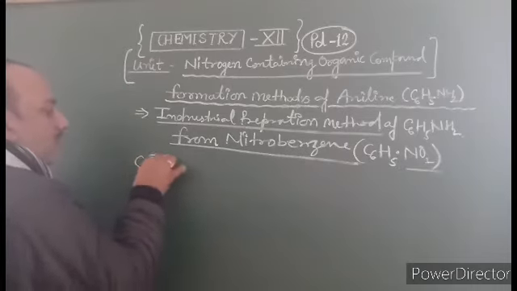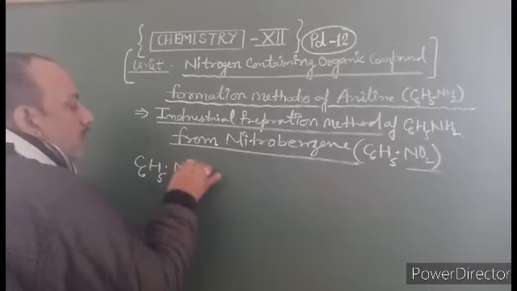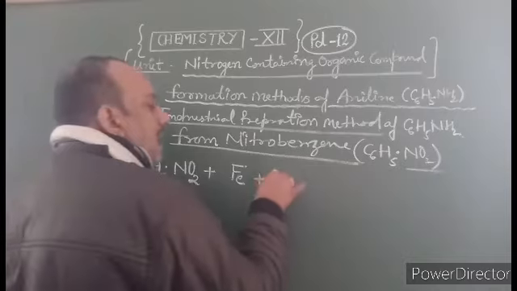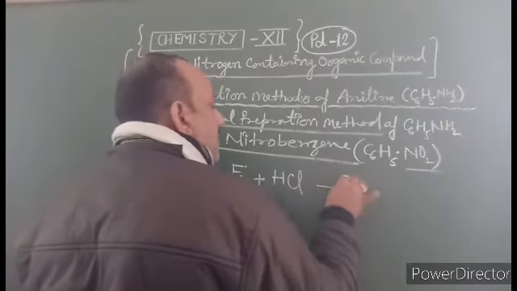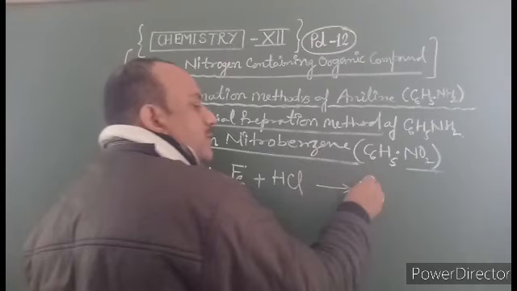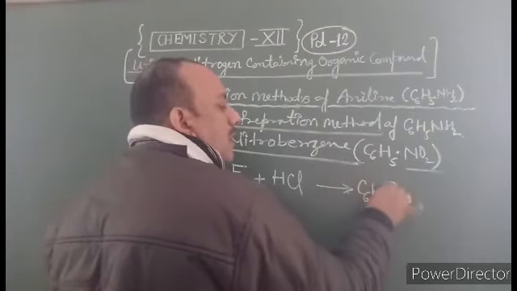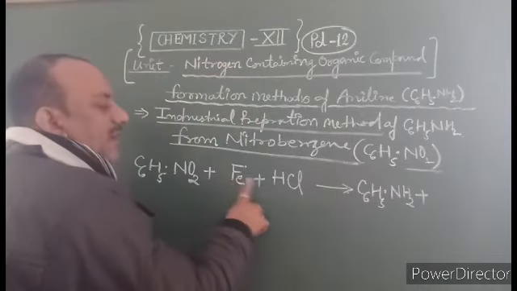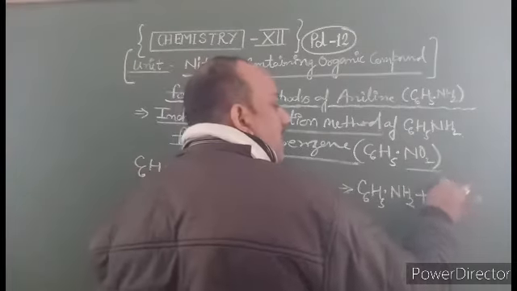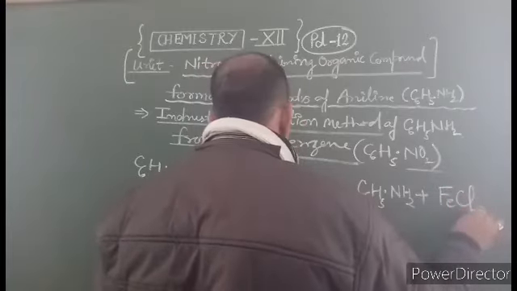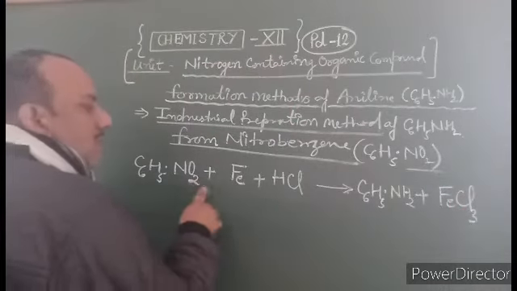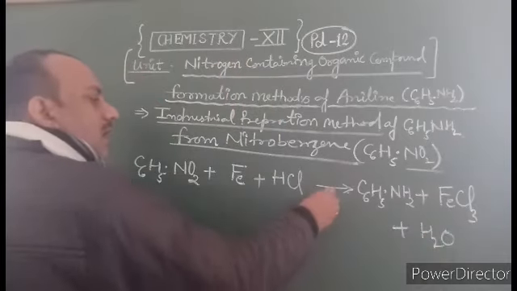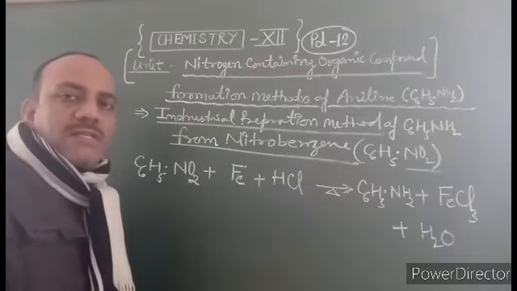So C6H5NO2 reacts with iron Fe and hydrochloric acid HCl. Then it makes C6H5NH2 aniline and subtracts ferric chloride FeCl3, and hydrogen and oxygen make a water molecule H2O. This reaction is known as the industrial preparation reaction.